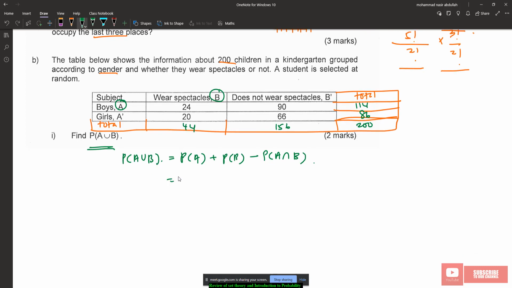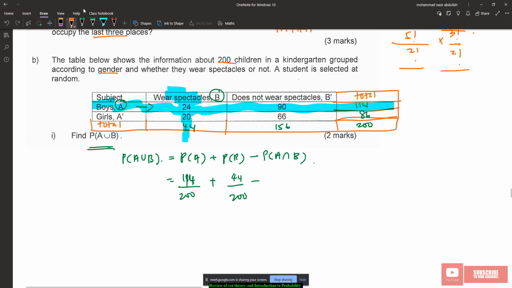So probability of A is equal to what? What is A? 114 divided by 200. And probability of B is 44 over 200. And probability A intersect B, A is here, B is here. So 24, right? Here. So 24 over 200. So we will get the answer.